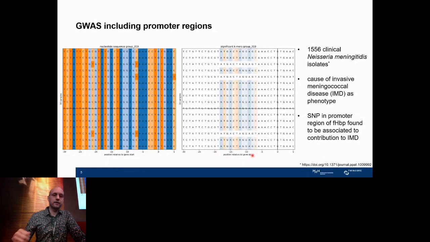In previous studies, in this specific gene, they found a single nucleotide polymorphism at position -7 in the promoter region that was significantly associated to causing invasive meningococcal disease. And actually, we also found that using PanFeed.